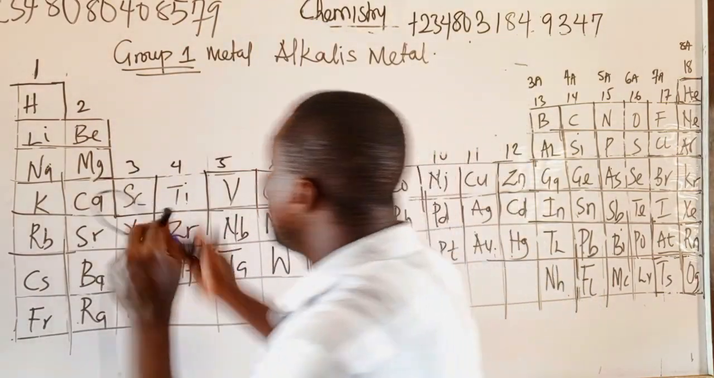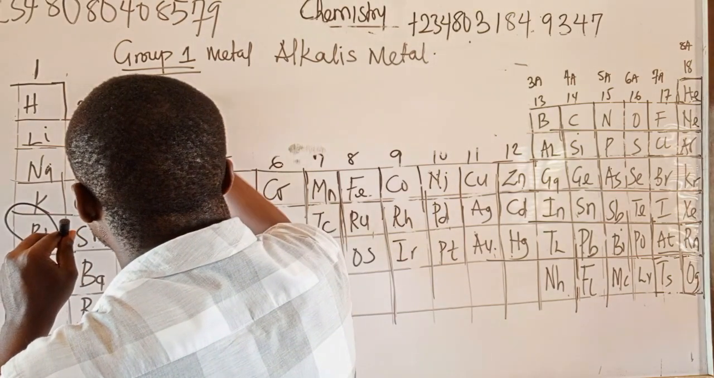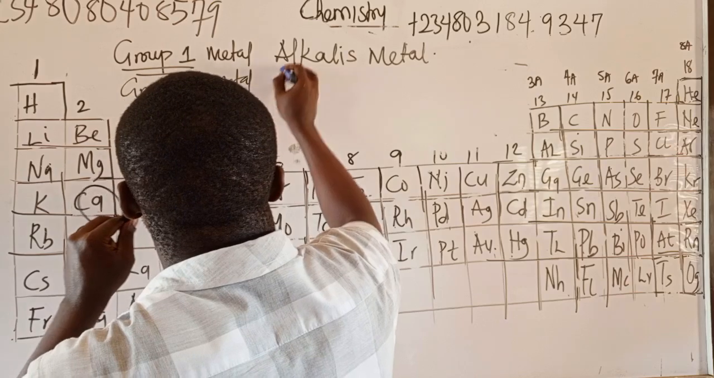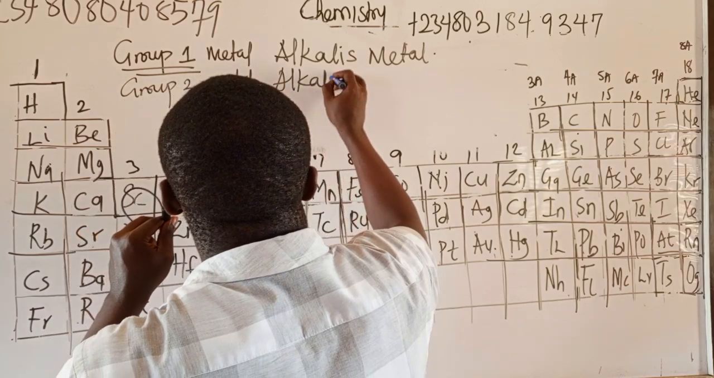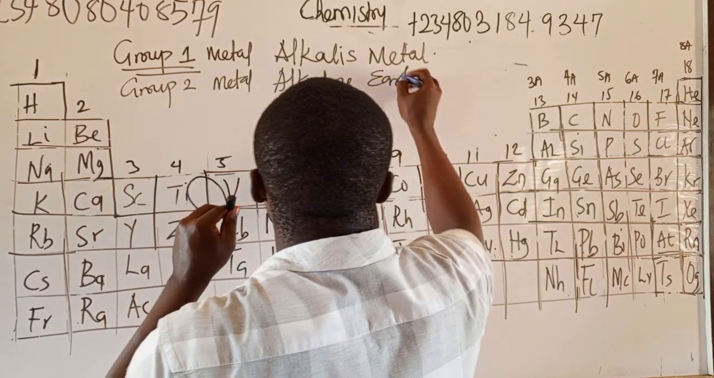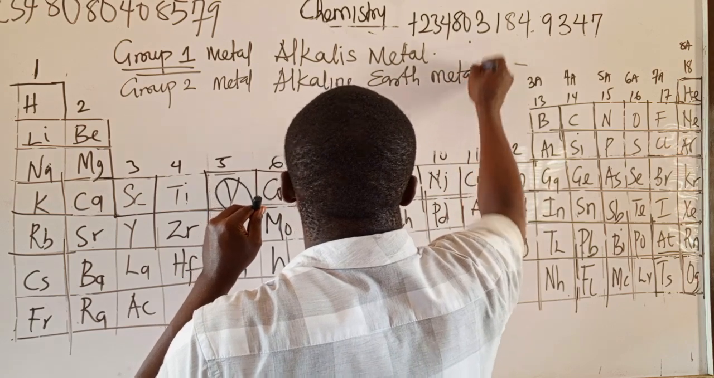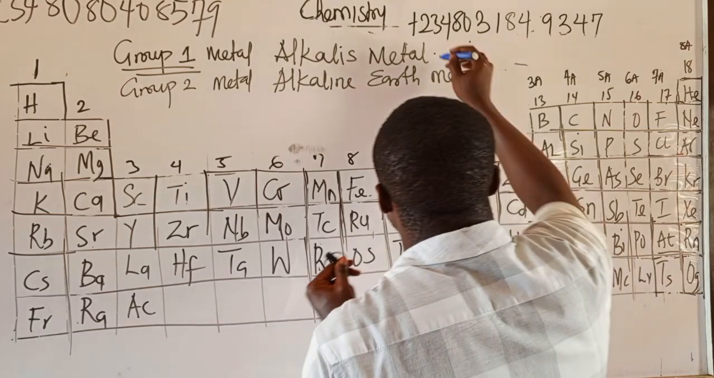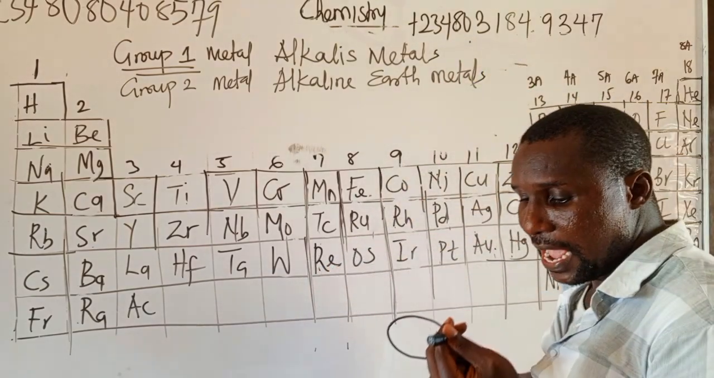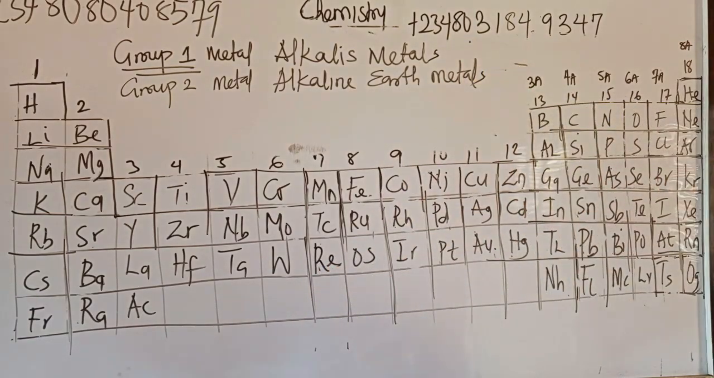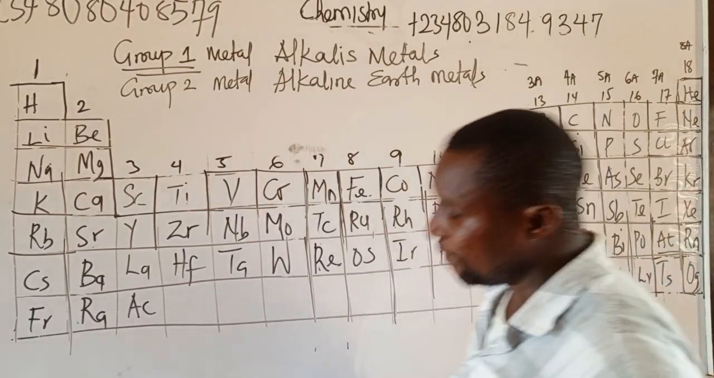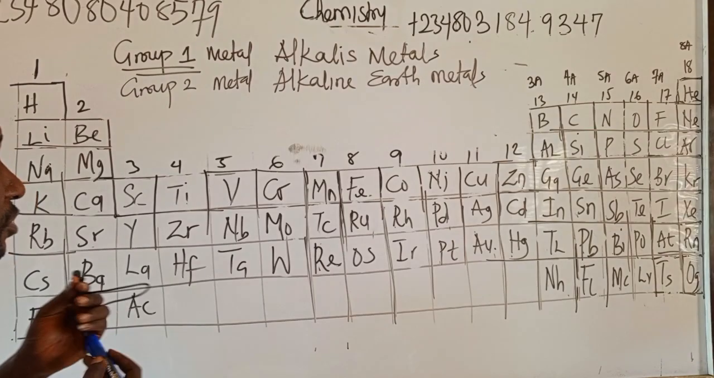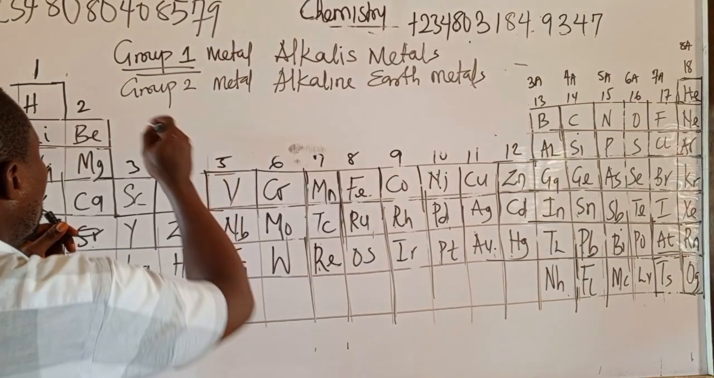They are called alkali metals. Group 2 elements. Group 2 metals are called alkaline earth metals. Take note of that. Magnesium, calcium, and so on are called alkaline earth metals. Take note of that. Group 15.